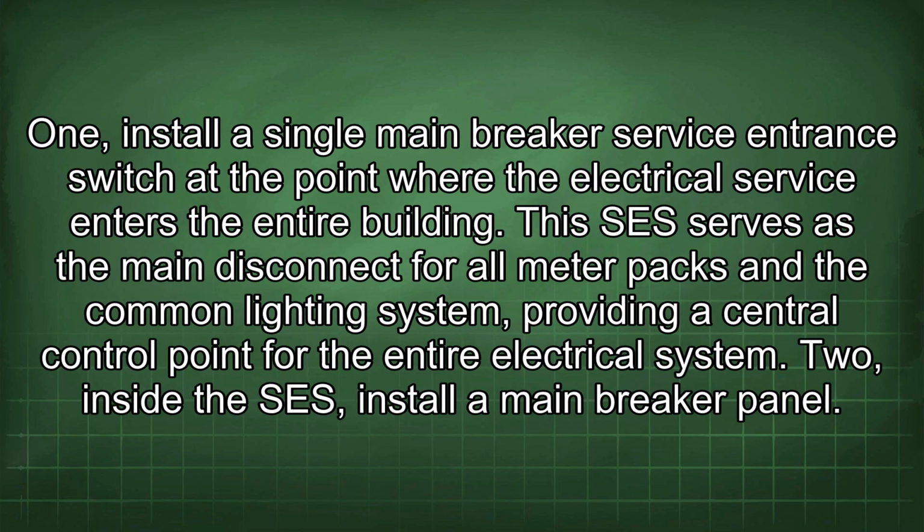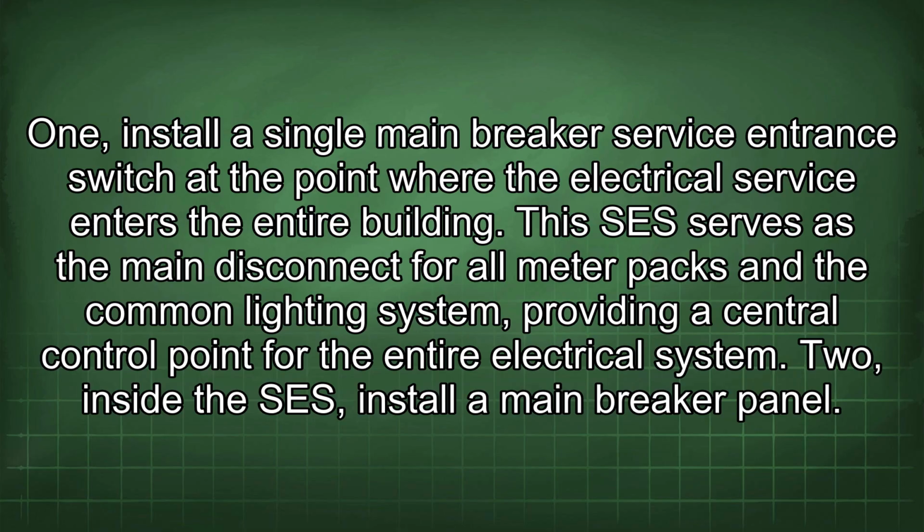1. Install a single main breaker service entrance switch at the point where the electrical service enters the entire building. This SES serves as the main disconnect for all meter packs in the common lighting system, providing a central control point for the entire electrical system.